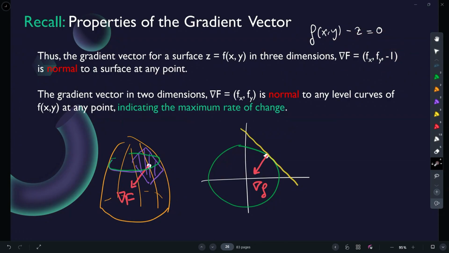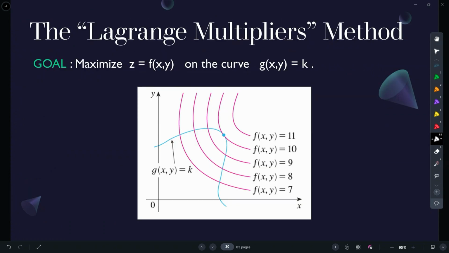When it's in 2 dimensions, it's just for cross sections. It's just the normal, this should be delta little f. It's just the gradient vector of little f. So then how are we going to use that to find solutions of these kinds of equations?